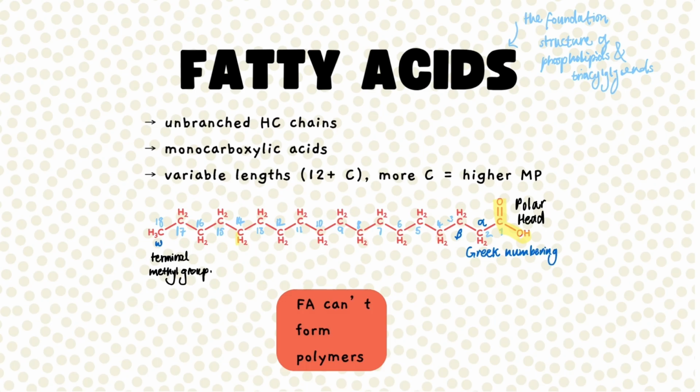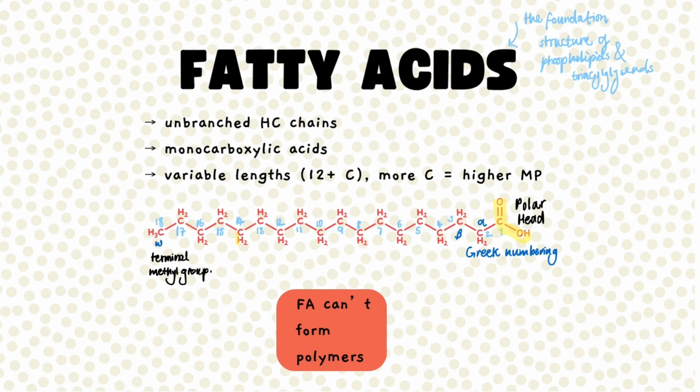So fatty acids are unbranched hydrocarbon chains, and the length of the hydrocarbon chain is variable, from 12 carbons and above. And of course, with a greater number of carbon atoms, you will have a higher melting point because there's an increased amount of intermolecular forces, so more energy is required to overcome that. Fatty acids are also monocarboxylic acids.